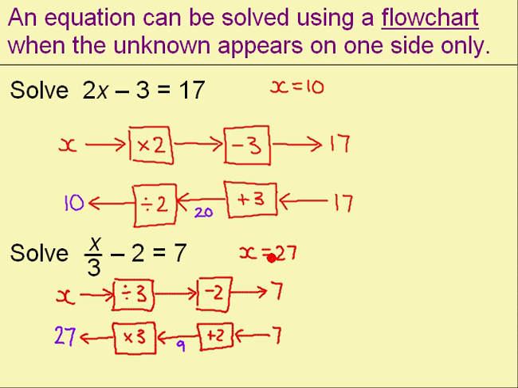I can check it by putting it into here. So I've got 27, I divide that by 3, that gives me 9, then take away 2, and I do get 7. So this is the right answer for this one.